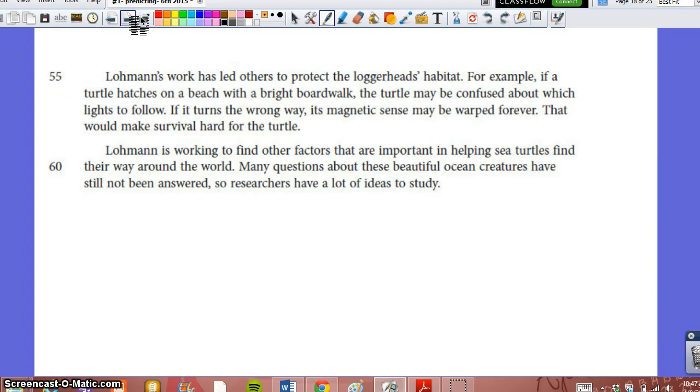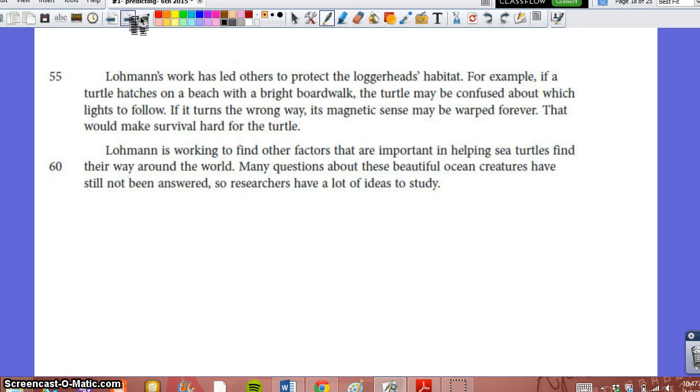Lohman's work has led others to protect the loggerhead's habitat. For example, if a turtle hatches on a beach with a bright boardwalk, the turtle may be confused about which lights to follow. If it turns the wrong way, its magnetic sense may be warped forever. That would make survival hard for the turtle.